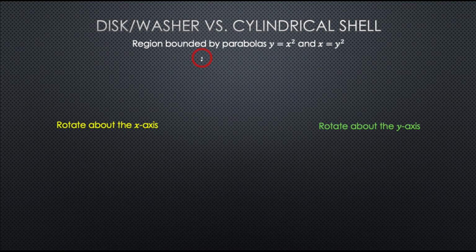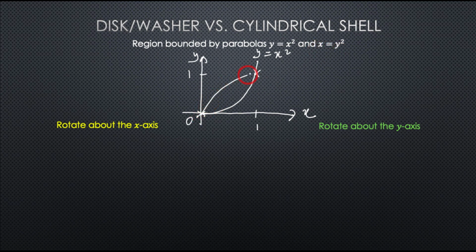Let's sketch the graph. This is your y-axis. This is your x-axis. So when x is equal to 1, y is equal to 1. When x is equal to 0, y is equal to 0. So (0, 0) and (1, 1). y equals x squared is like this. x equals y squared is like this. The region bounded by these two graphs is this one.